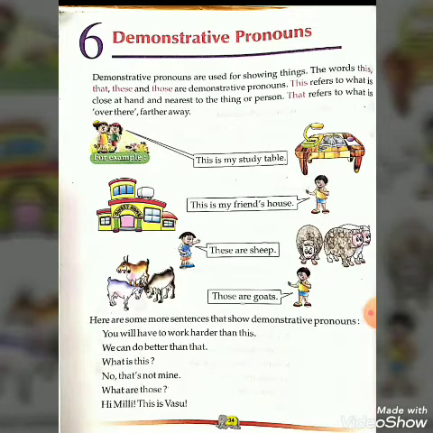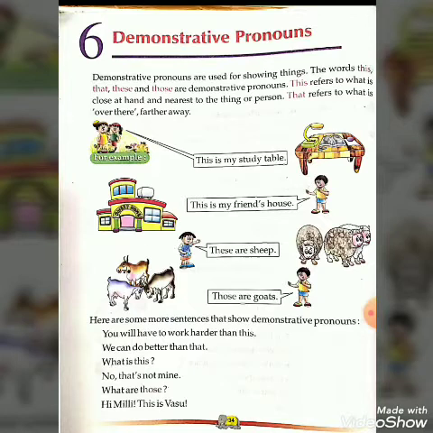Now the next example, what is this? Next one, no, that's not mine. Here the word this refers to what is close, and that refers to what is farther away. That is not mine. Next sentence, what are those? Here the word those refers to what is farther away.